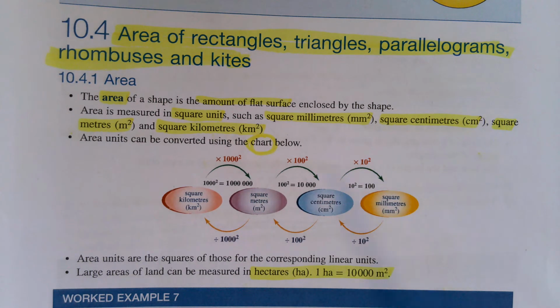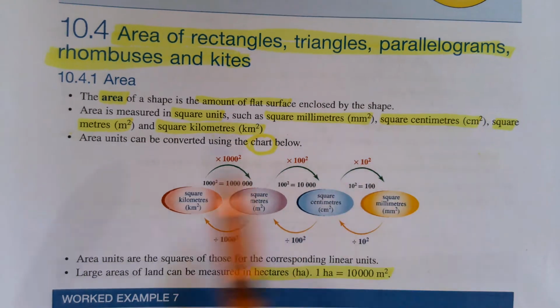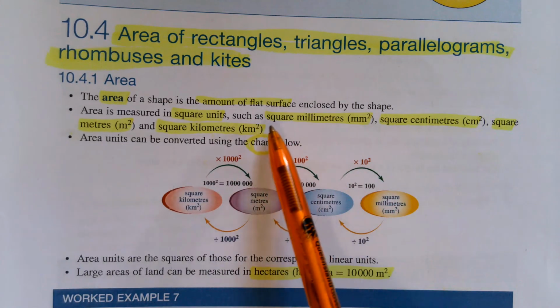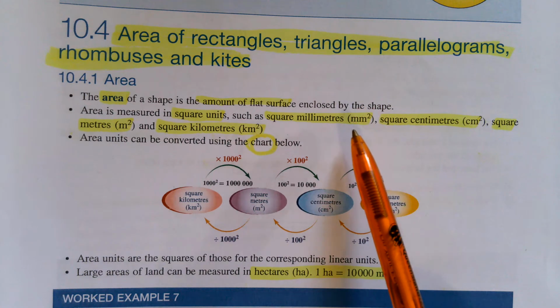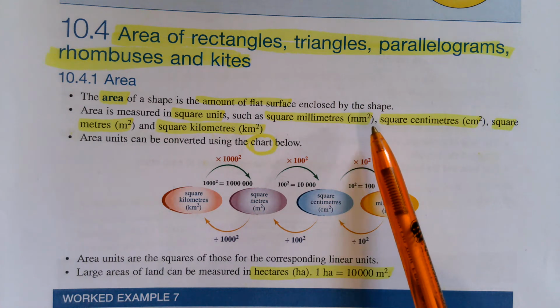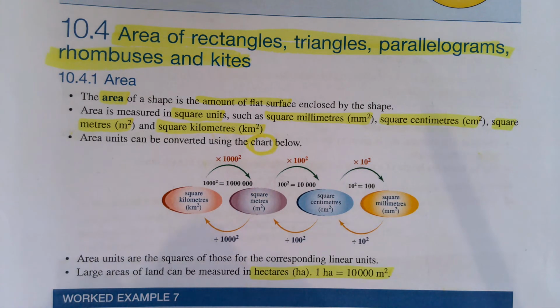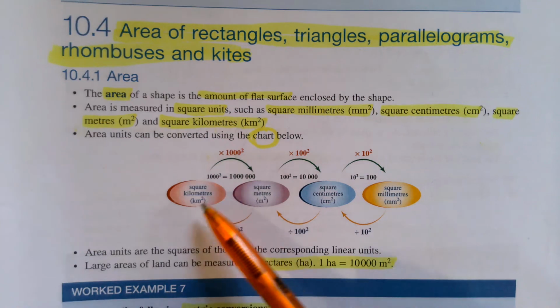So it's measured in square units: square millimetres, square centimetres, square metres, square kilometres. Have you noticed we say square millimetres and write it this way? Millimetres squared is a different concept. Here is the chart. Now you'll see that we don't have to learn new conversion factors.